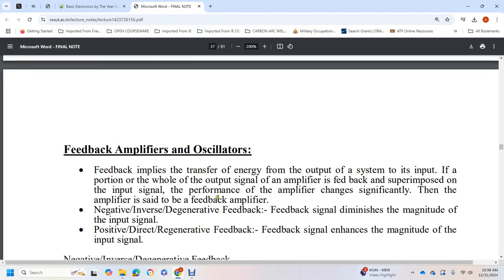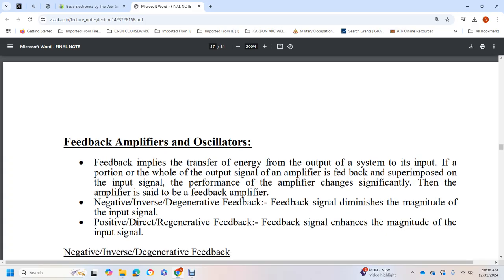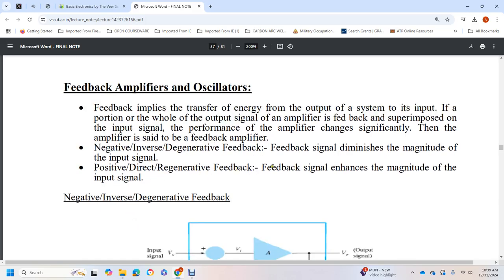Feedback in amplifiers and oscillators. Feedback implies transferring energy from the output of a system to its input. A portion of the output signal is fed back and superimposed on the input signal. If the performance of the amplifier changes significantly, the amplifier is said to be a feedback amplifier. Negative or degenerative feedback diminishes the magnitude of the input signal, while positive or regenerative feedback enhances it.